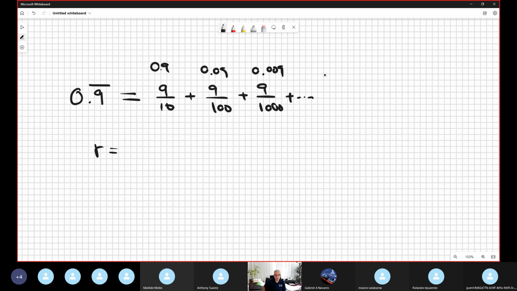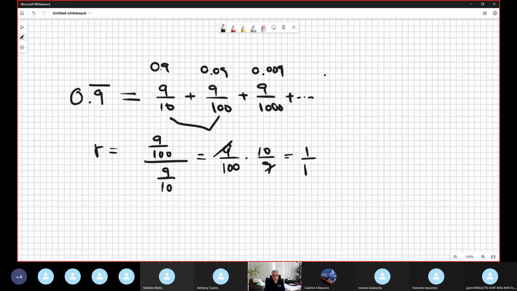You don't understand how you find the common ratio? Would it be 0.9? 0.9, no. How do you find the common ratio? You divide any element by the previous. 9/100 divided by 9/10. Yes or no? It's a formula for the common ratio. So, 9/100 times 10/9. 9 is cancelled, and it's 1/10. Exactly the same as in the previous example. So you don't understand the previous example.